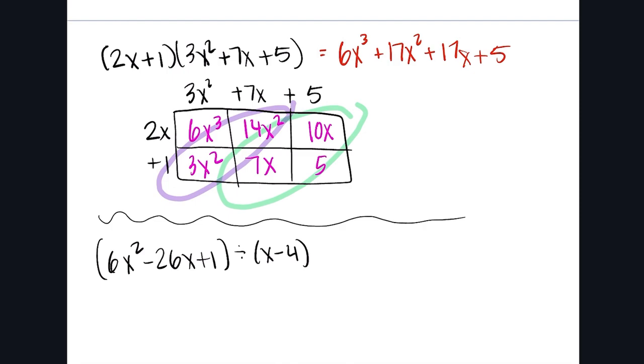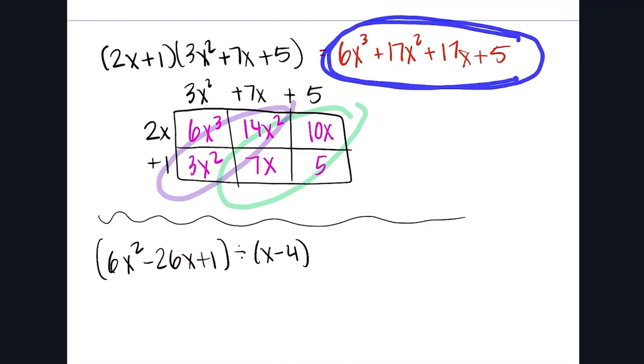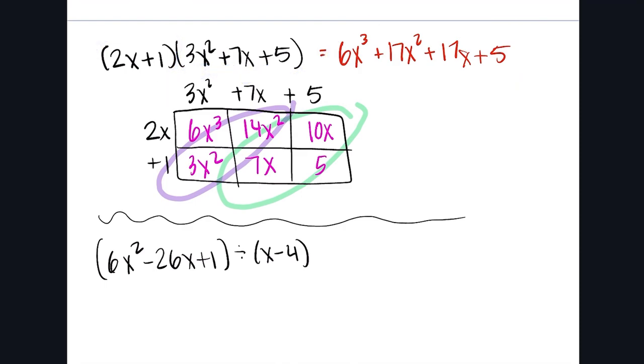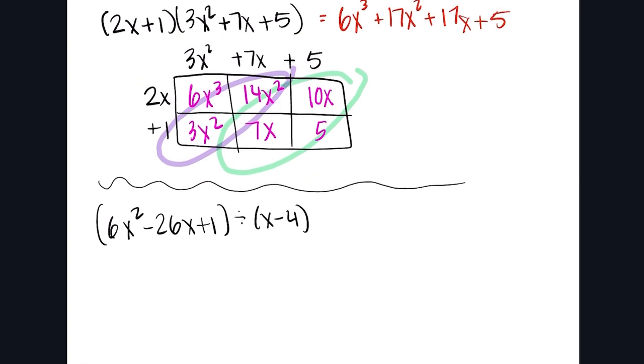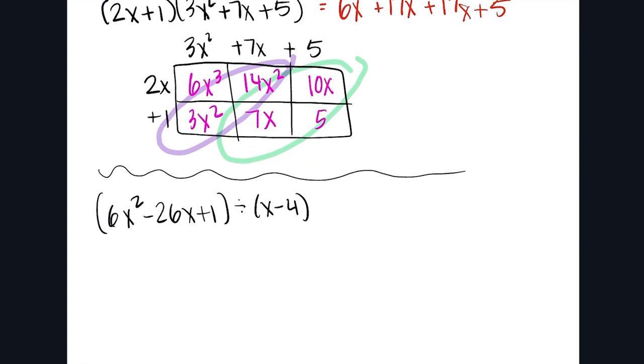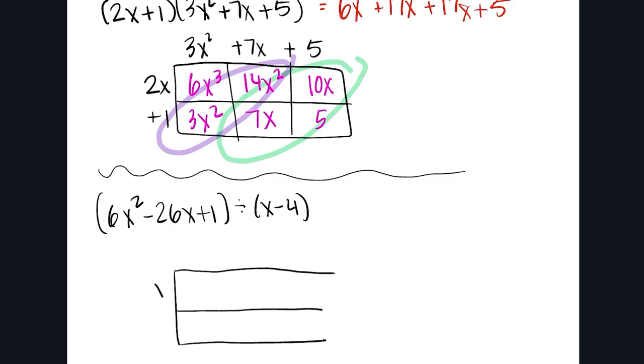So up here, I could have said that this 6x cubed plus 17x squared plus 17x plus 5, if we divide it by 2x plus 1, would give me the 3x squared plus 7x plus 5. So when I'm doing this division, if I want to use this type of model, I don't necessarily know how many columns I'm going to end up needing, but I know I'm going to need 2 rows. I'm going to have an x and a minus 4.